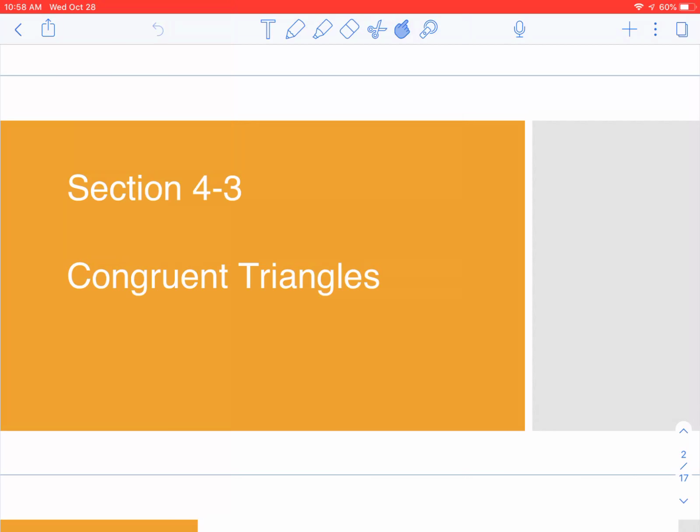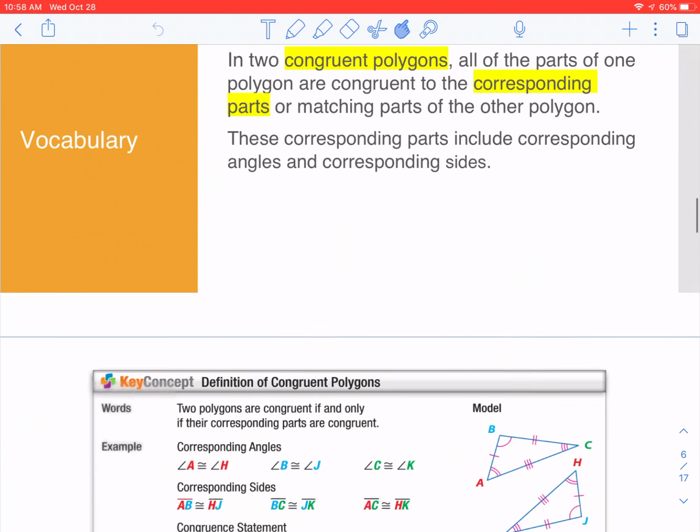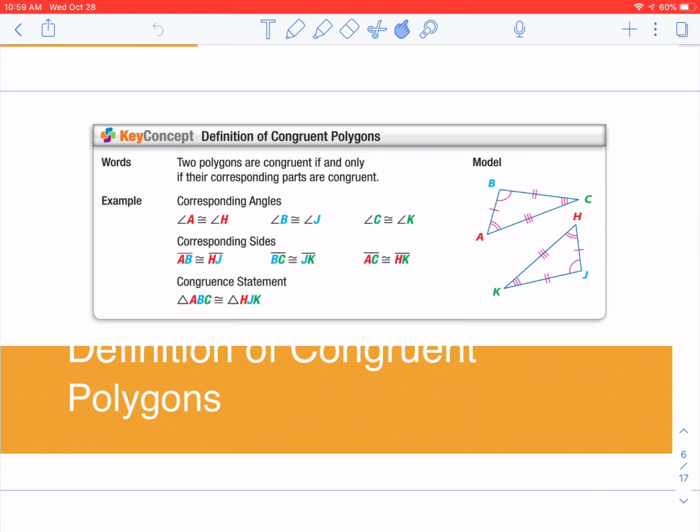We are in section 4.3. We're going to start talking about congruent triangles. Okay, so here's how triangles are congruent. We can look at the words here: two polygons are congruent if and only if their corresponding parts are congruent. Right, so we have corresponding angles.